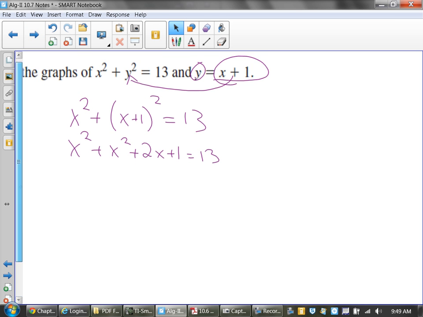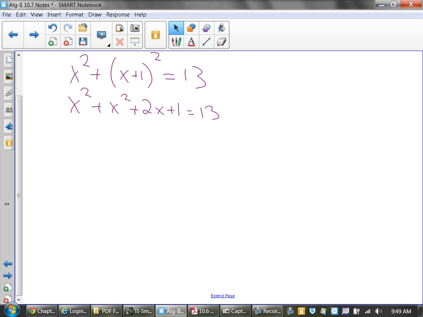Move the 13 over to the left, combine like terms. We get 2x squared plus 2x minus 12 is 0. And I just have to factor. So, what is the first rule of factoring? Take out at least your greatest common factor. All right, so factor out a 2.